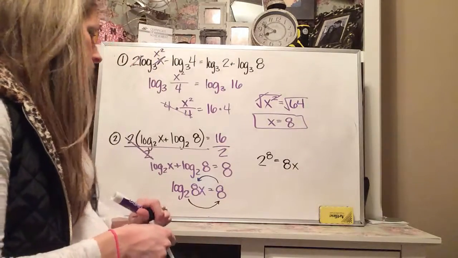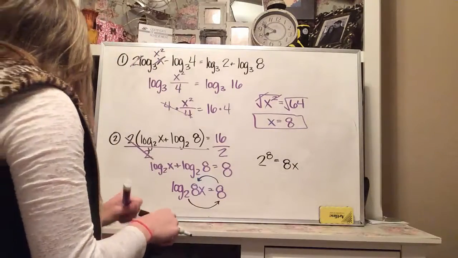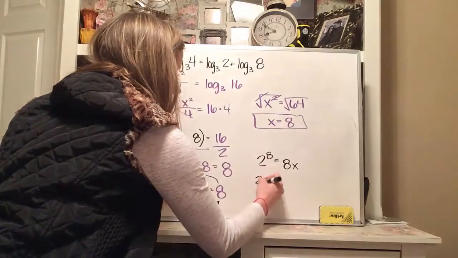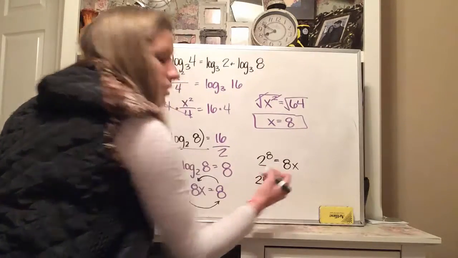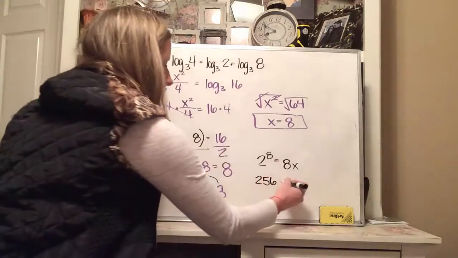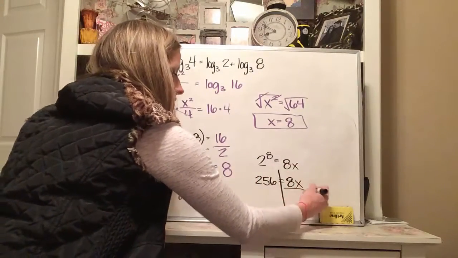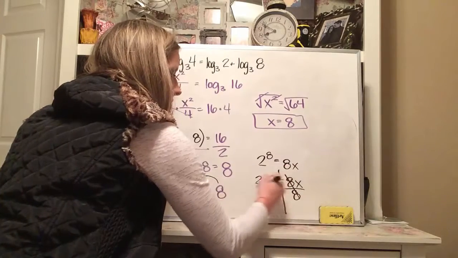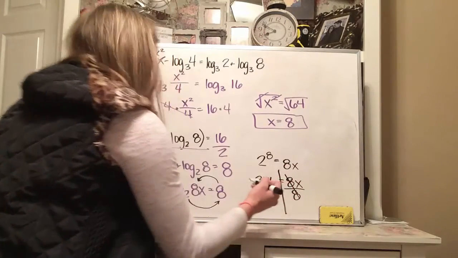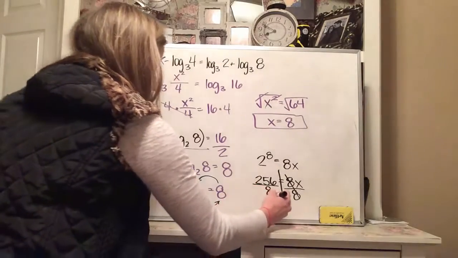Okay, so 2 to the 8th power gives me 256. And you can punch that in your calculator. I'm going to solve for x, so divide by 8, and x equals 32.